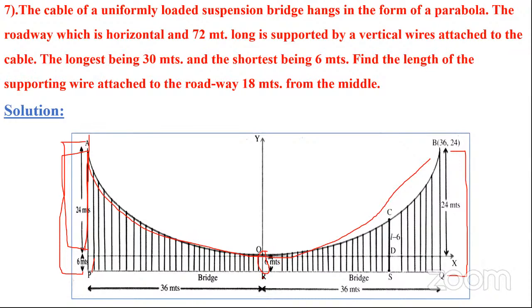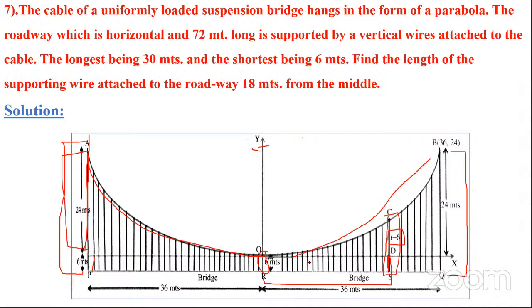Then we have to find from the middle to 18 meters. In the problem, I'm taking here the 18, this is the 18th meter. I don't know the length of this line. I just have to find the length of that line, the highest length. Then I have to subtract 6 from that one. Why? Because this value is below the x-axis. Here, this is the x-axis, this is the y-axis.